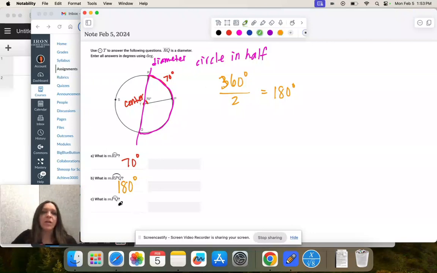And then the last one is, what is the arc length measure of P to Q? So if all the way is 180 and this chunk is 70, then this would be 180 minus 70, what we're given. So this would be 110 because those two have to add to 180.